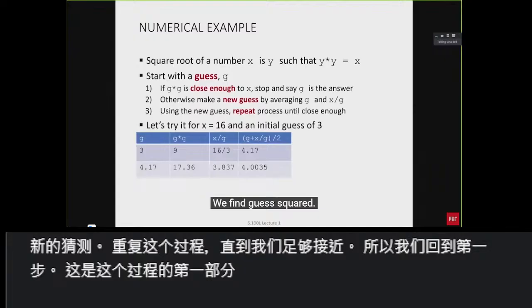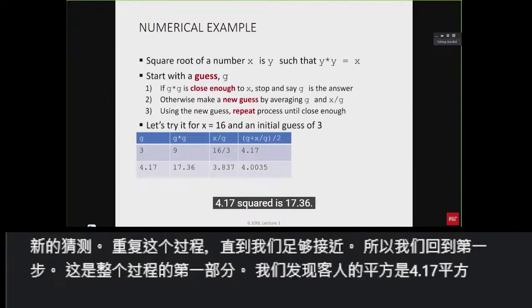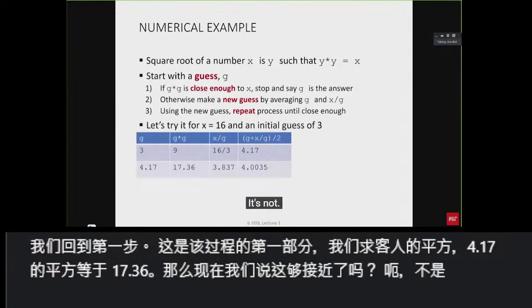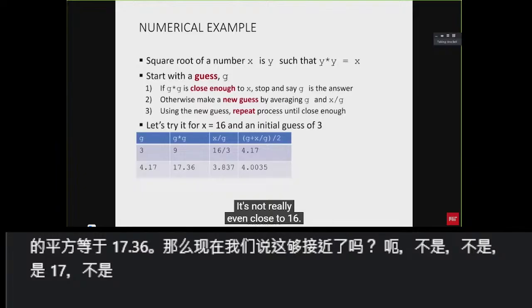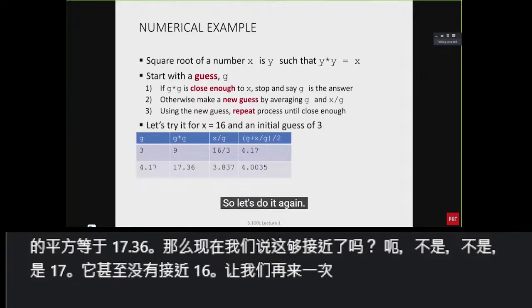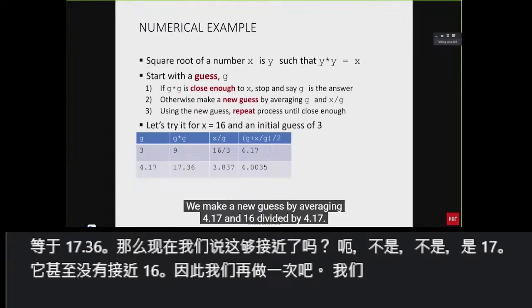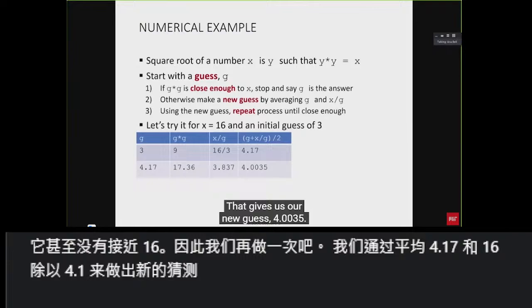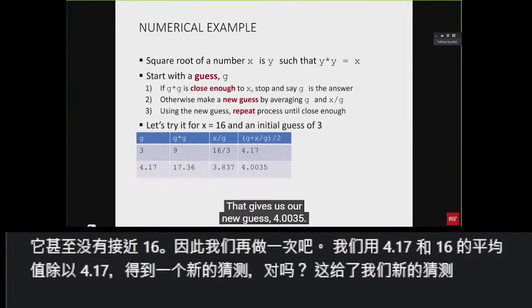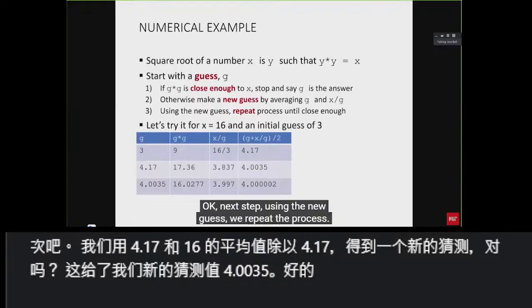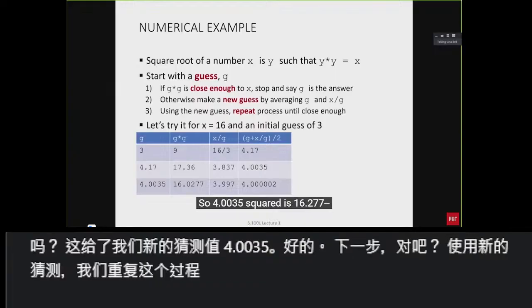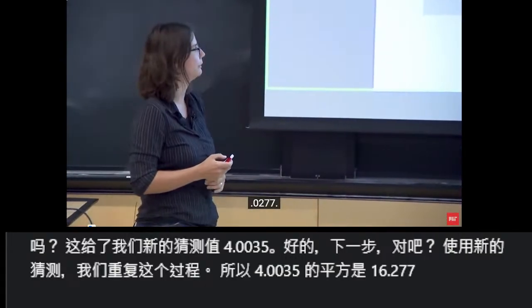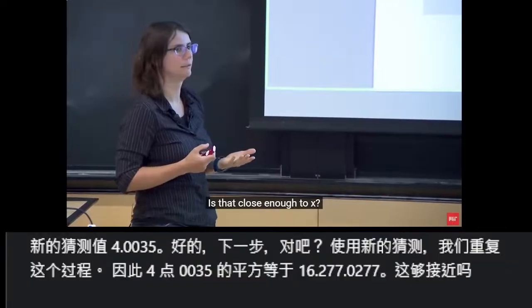We find the guess squared. 4.17 squared is 17.36. So now we ask, is that close enough? Not really. It's 17, not really even close to 16. So let's do it again. We make a new guess by averaging 4.17 and 16 divided by 4.17, right? That gives us our new guess, 4.0035. Next step: using the new guess, we repeat the process. So 4.0035 squared is 16.277.